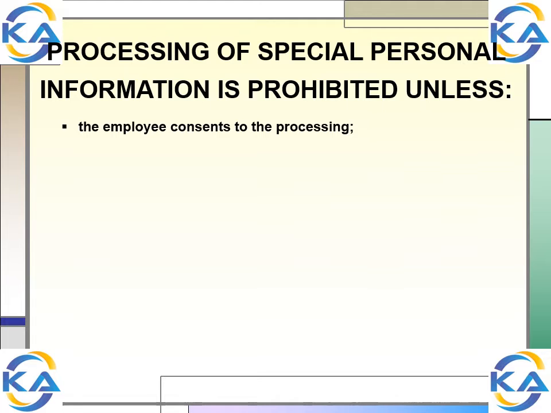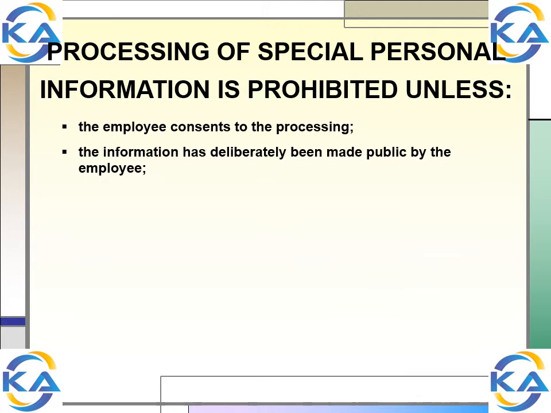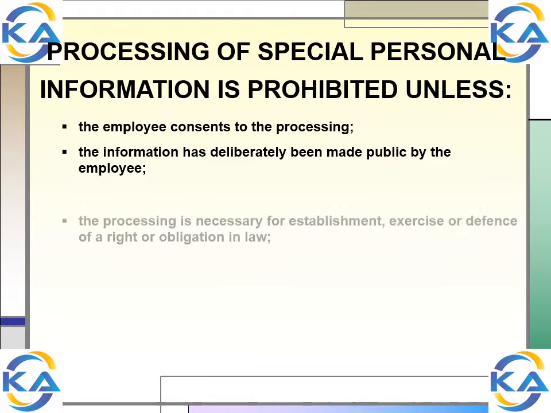We can process the special information if you have given consent. Again, the information has deliberately been made public by the employee. So for instance, you are notifying your employer that you've got a disablement, which the employer might not have known. That is special personal information that you've actually made public by yourself as a data subject.